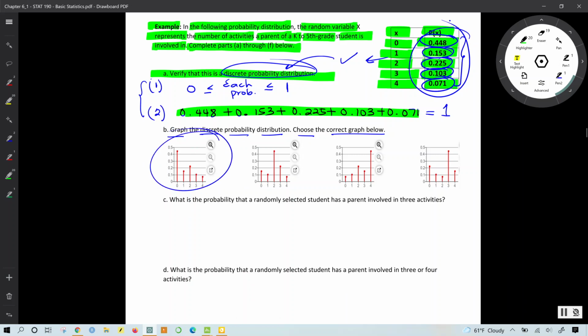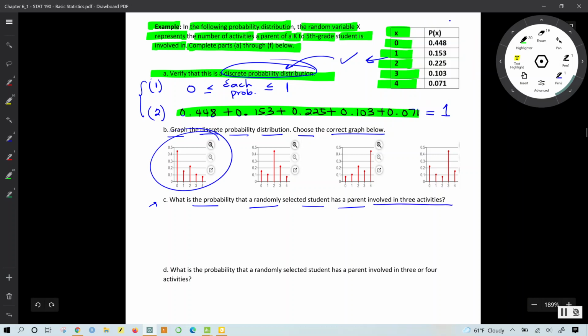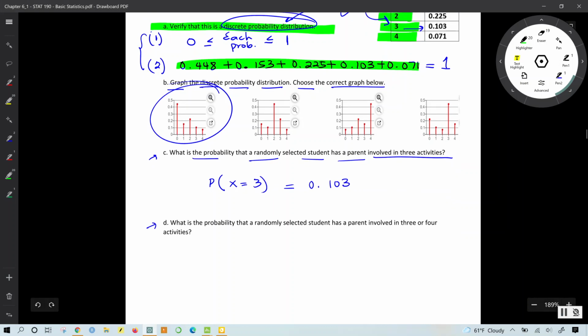Then the next question is, what is the probability that a randomly selected student has a parent involved in 3 activities? Well, our X in this case was the number of activities parents were involved in, and the corresponding probability for when X is 3 is 0.103. With that question answered, we proceed to question D.